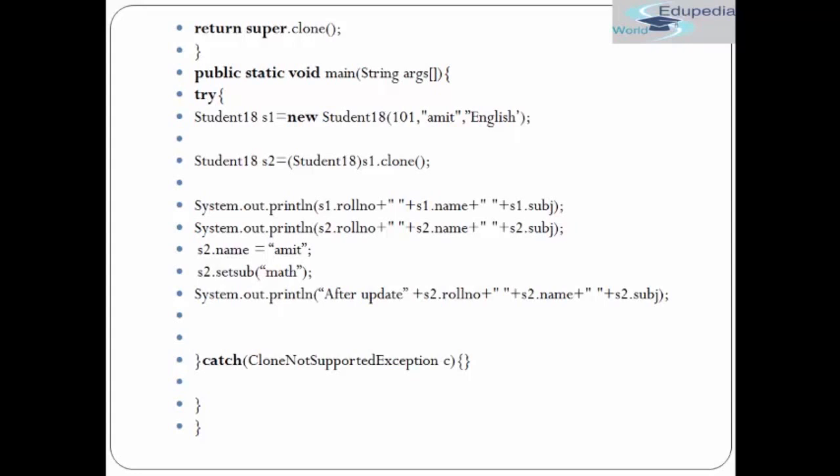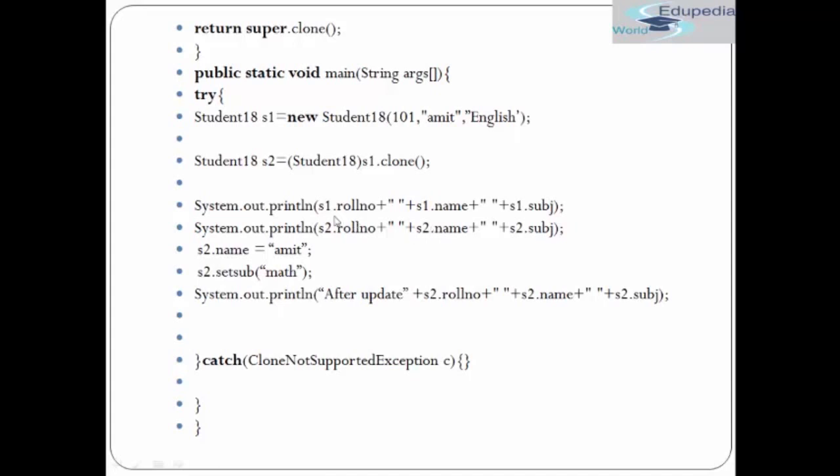So in main, we have created a student S1 and then we create S2 by calling the clone method on S1. When we do S1.clone, the new object that is returned, S2, will actually have different roll number and name, but the subject will be shared. Why so? Because we are simply doing super.clone, which is a shallow cloning.